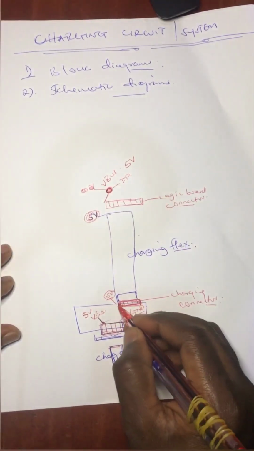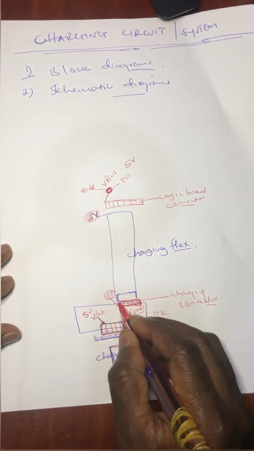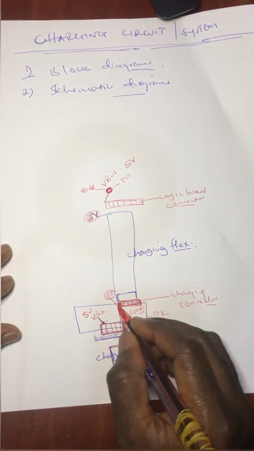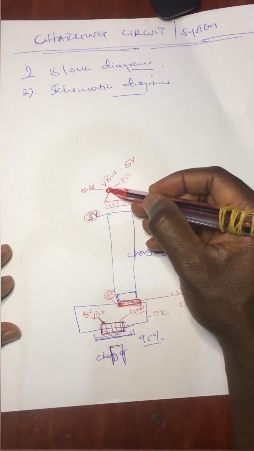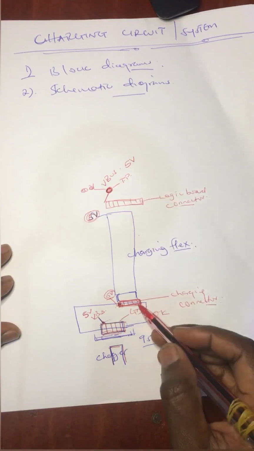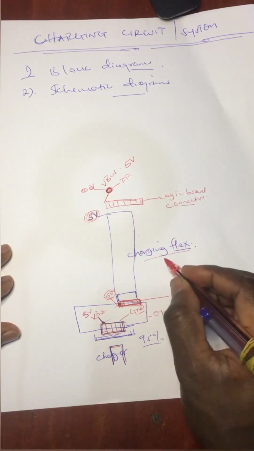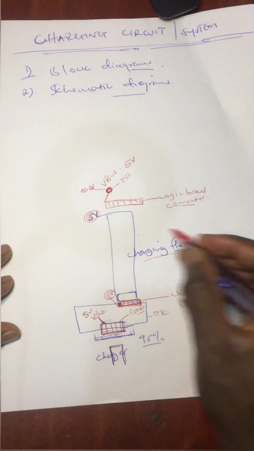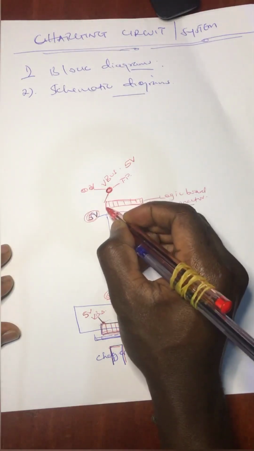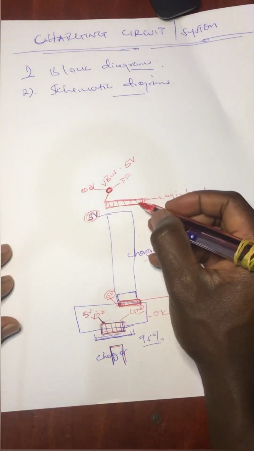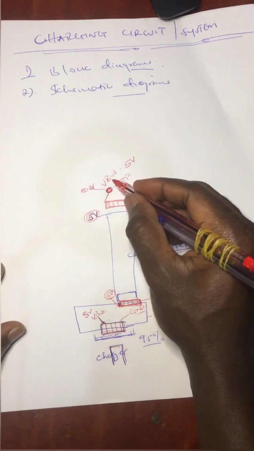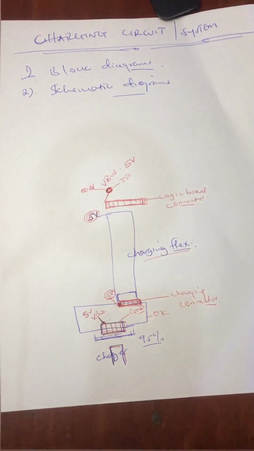If, for example, you have 5 volts on the charging board connector, but you don't have the 5 volts right here on the test point, it means maybe your charging flex is not okay, or the connector on the logic board itself is loose, and therefore it is not delivering 5 volts right here. So what do you do in that case?